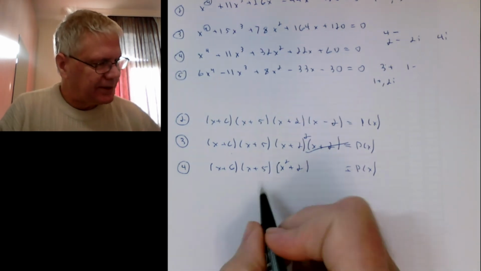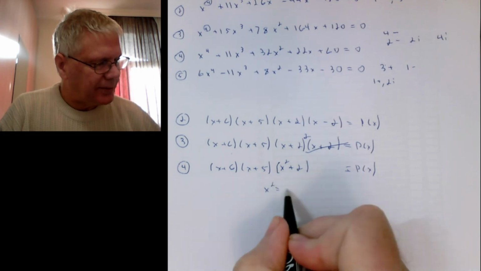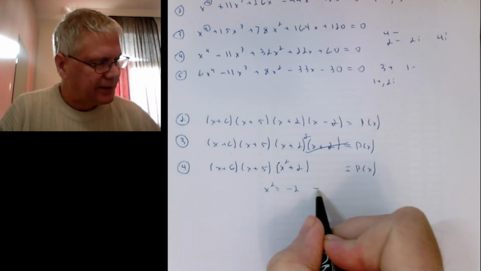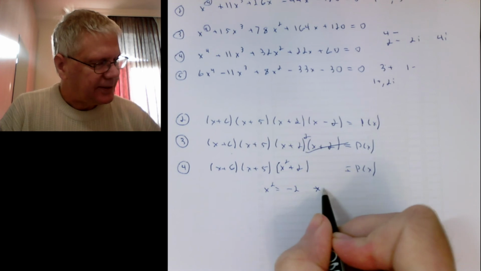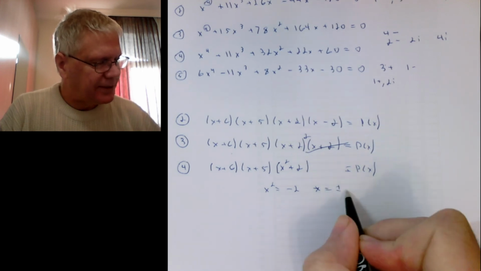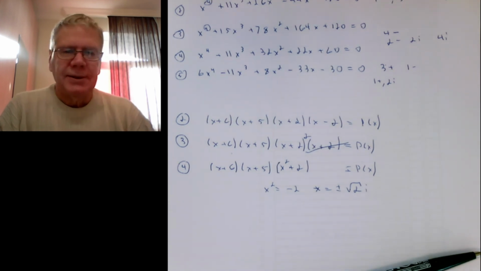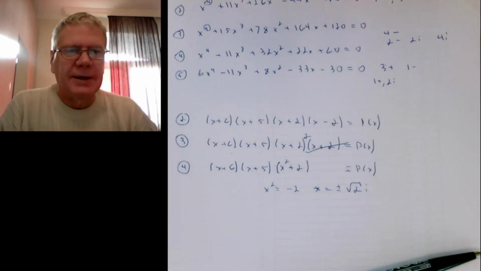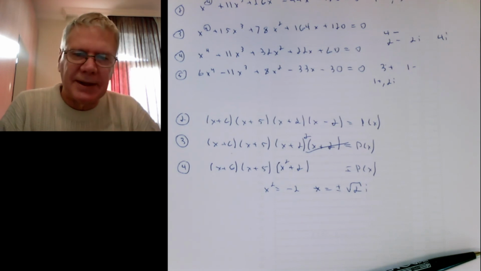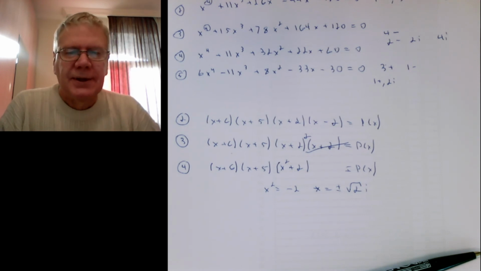So this means that x squared has to equal minus 2, and x has to be plus or minus square root of 2i. So this one, I found the 2 rational roots using my methodology. There were 2 left.